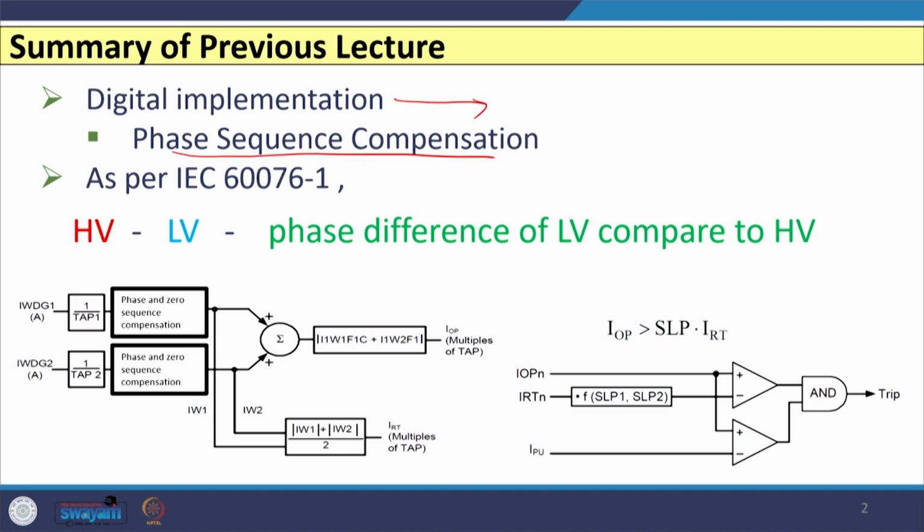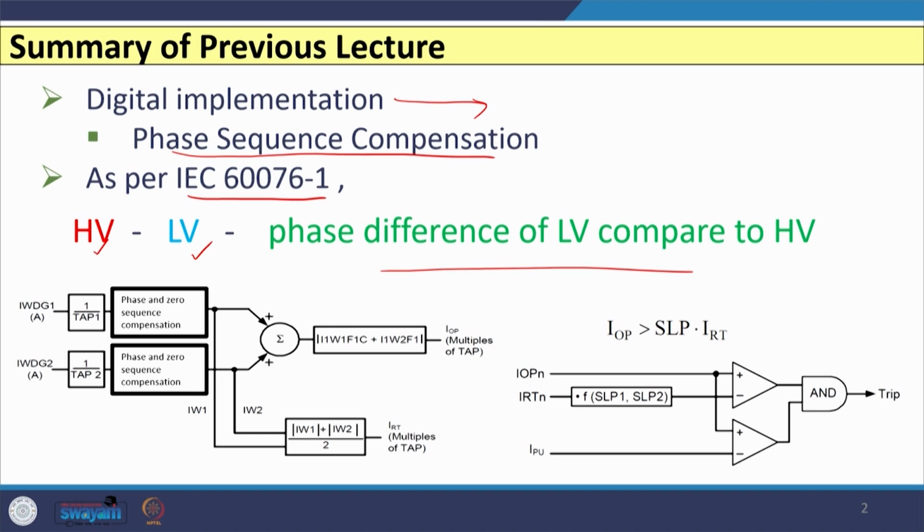And we have also seen that as per IEC 676-1, we have to enter the winding connections, first HV winding, then LV winding, and then the phase difference of LV compared to the HV. Depending upon each specific vector group or winding connection, a specific matrix is available, and that matrix needs to be multiplied with either delta or star depending upon what degree of phase shift we want to cancel.